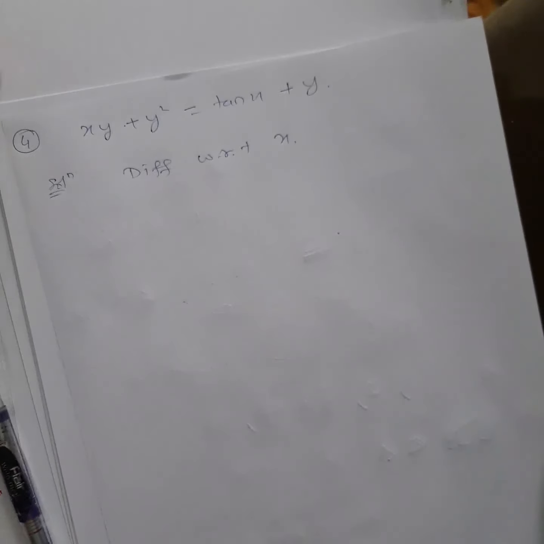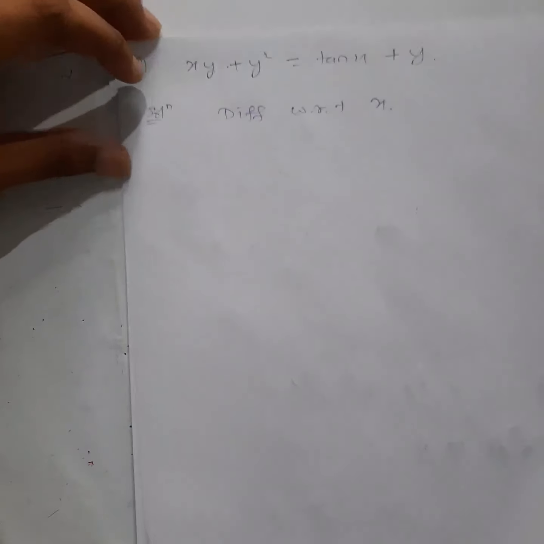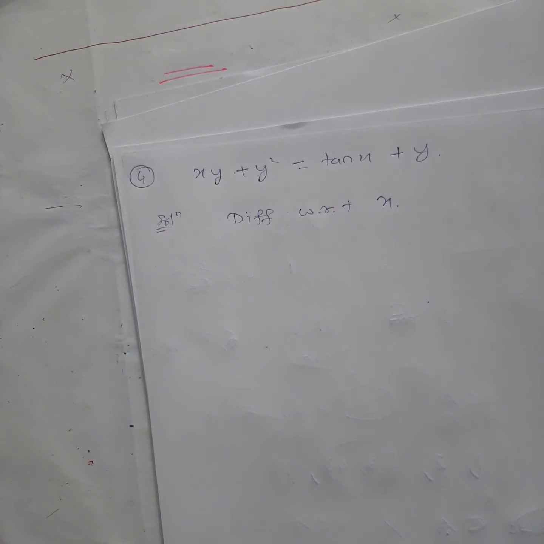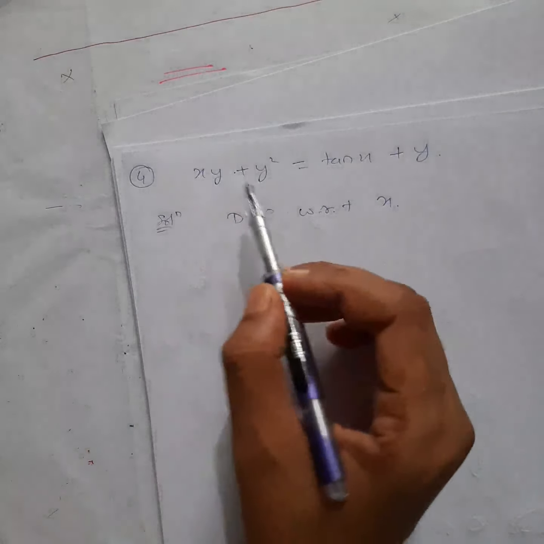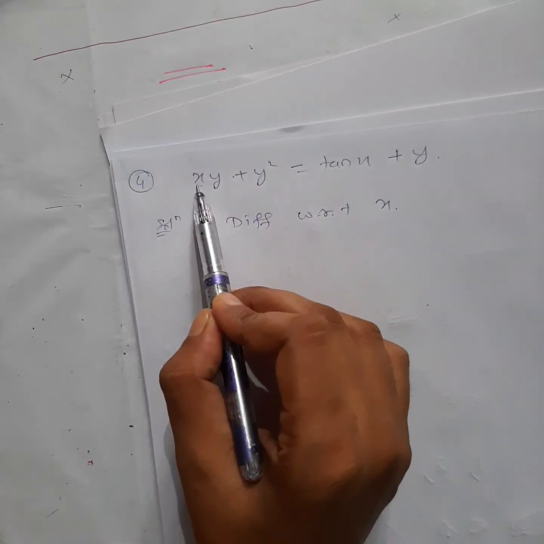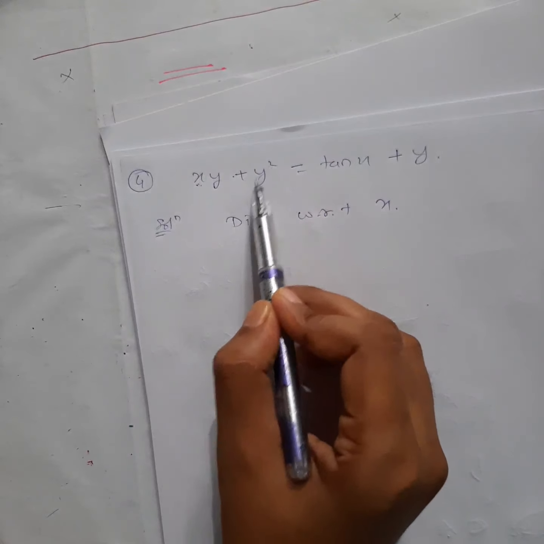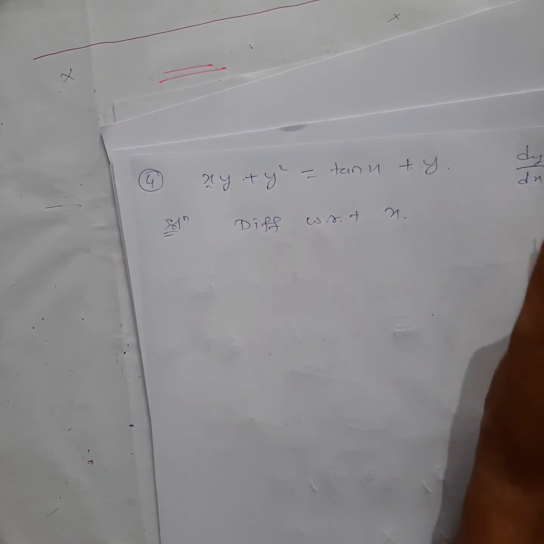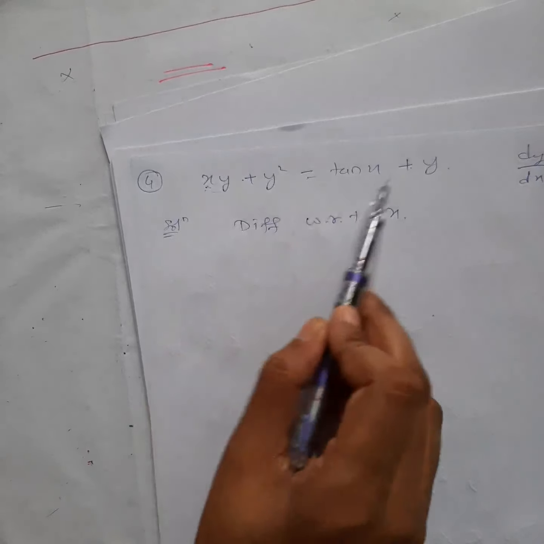Okay, so next question is question number 4. Basically what we were discussing is differentiation, right? How to differentiate implicit functions. Now we have seen. Okay, so see here, your function is given: xy plus y square equal to 10x plus y. So they have asked you to find dy by dx, right? So with respect to x, we have to differentiate.